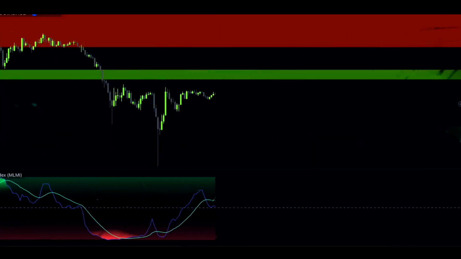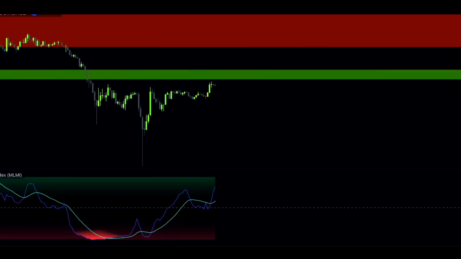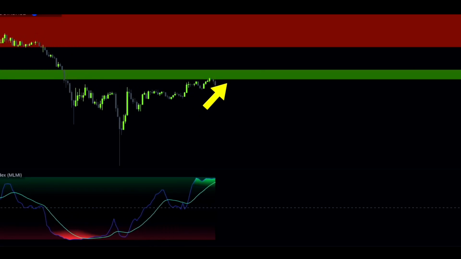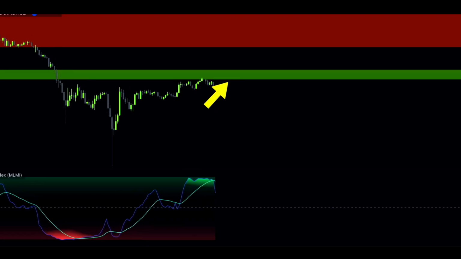Now let's talk short trades. For the first setup, look for a support breakout. When sellers push the price below strong support, that level becomes future resistance. Wait for the price to pull back to it. But if it exceeds resistance, the setup is invalid. Once the momentum index gives a sell signal, enter your short position.